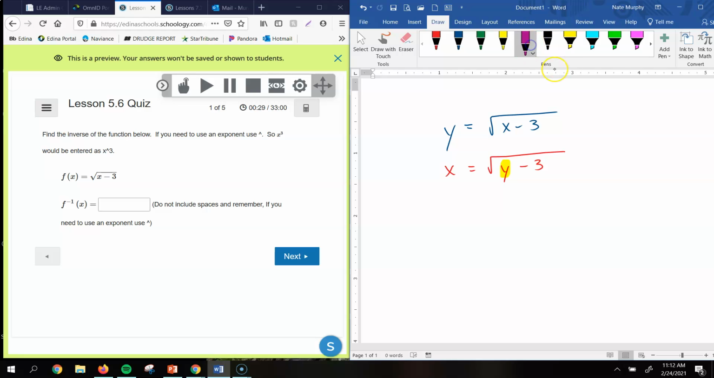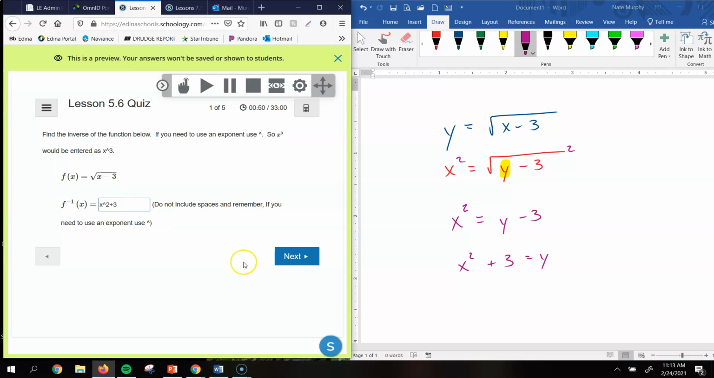Right now it's trapped underneath the radical, so I'm going to square both sides to undo the radical. Now we'd have x squared equaling y minus 3. And now we would just add 3 to both sides, and we would get x squared plus 3 equals y. So that's what the inverse would be. Then we would just use x squared plus 3 as your answer.